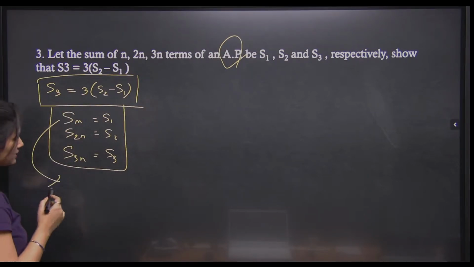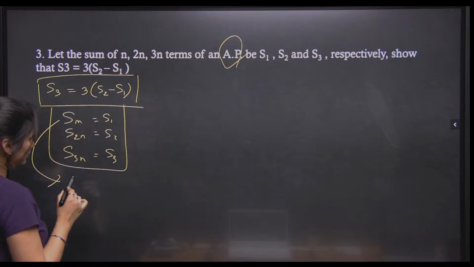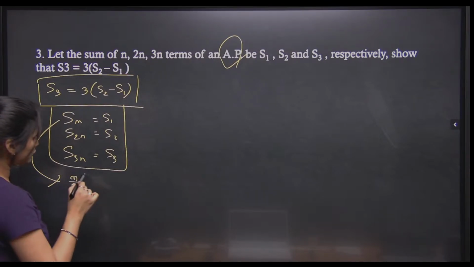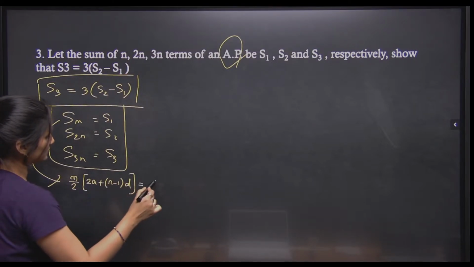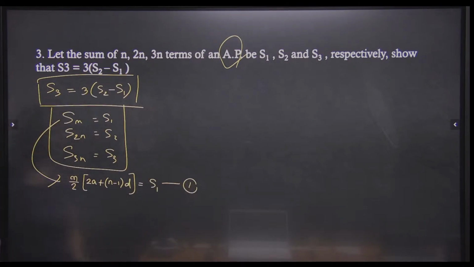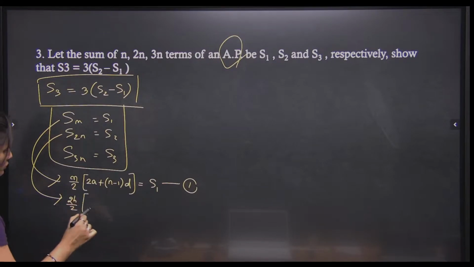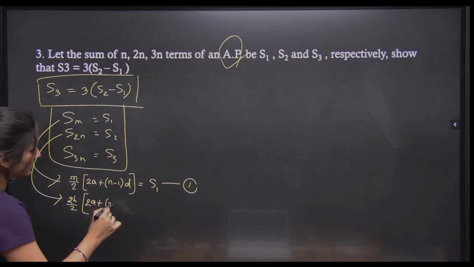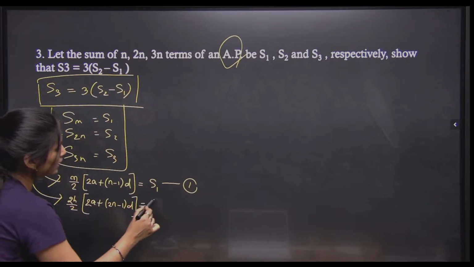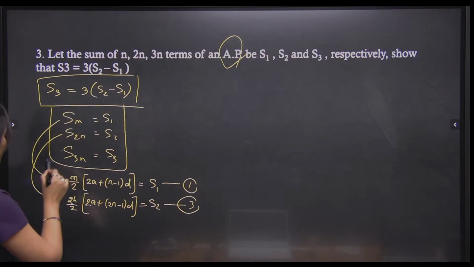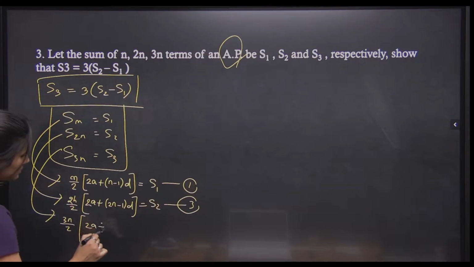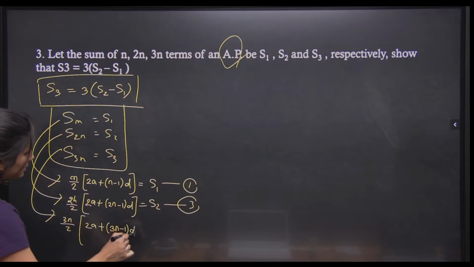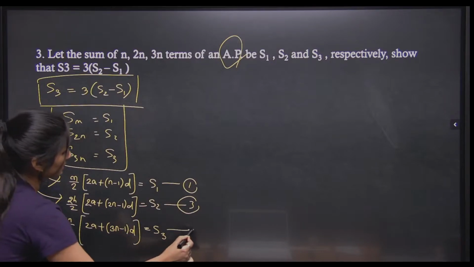See what it says. It says n by 2, 2a plus n minus 1 d is equal to S1. Okay. Now what does it say? This says 2n by 2, 2a plus 2n minus 1 d, and again it is S2. Okay. Now the third thing is 3n by 2, 2a plus 3n minus 1 d, and it will give S3, and this is equation 3.